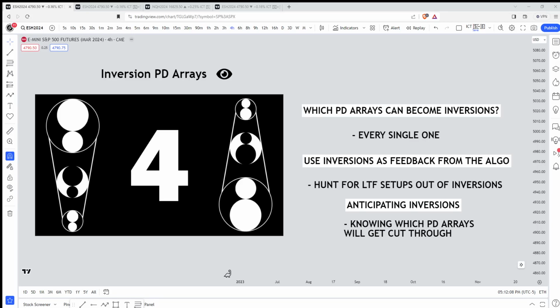I'm going to be covering inversion PD arrays. I'm going to walk you guys through a checklist on how I utilize inversion PD arrays. Let's first start off with which PD arrays can become inversions.